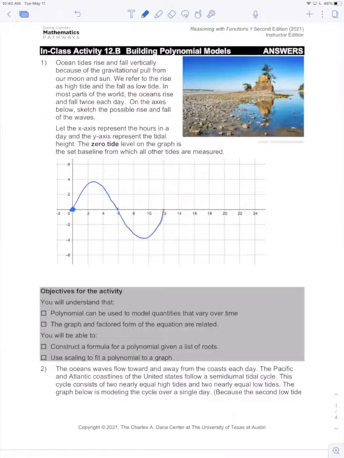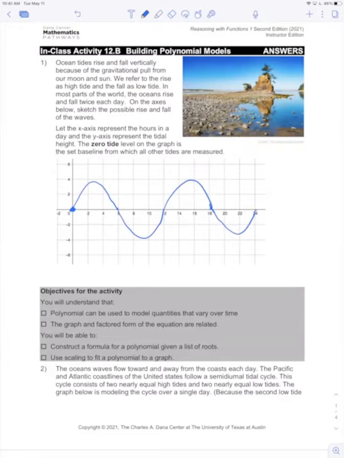And let's do this again, up to high tide and back to the baseline, and then low tide. Let me make that a little bit rounder here at the bottom. And okay. There we go. Back to 24 hours.